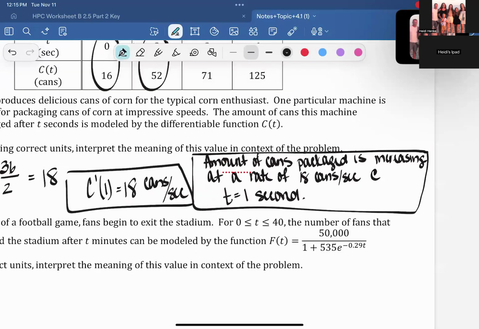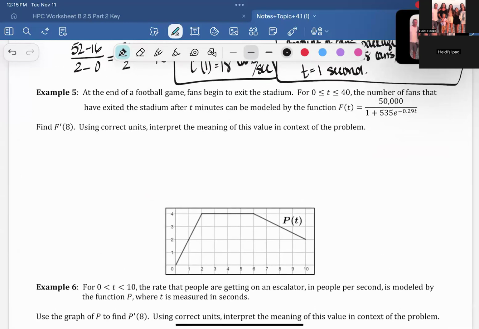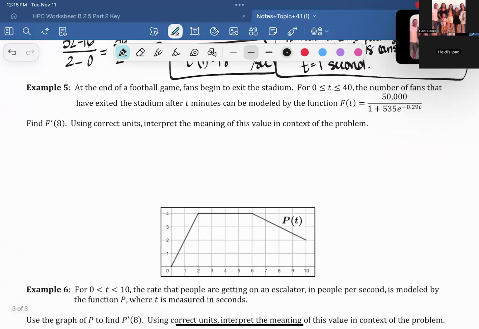Okay. All right, let's go to example 5. Example 5 says, at the end of a football game, this one doesn't have a table. Everything else we had so far has a table. This one doesn't give us a table. This one gives us an equation. Okay. Fans begin to exit the stadium.